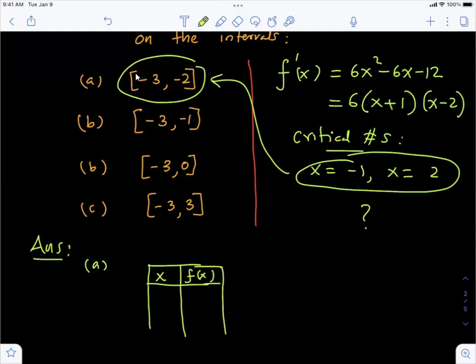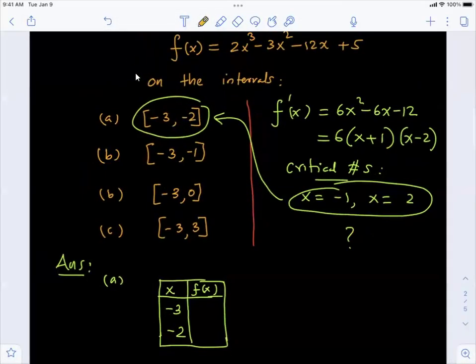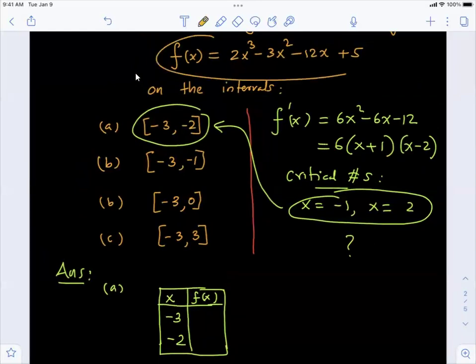But what are the x values we are going to include? We do not have any of these in this interval: not -1, not +2. Therefore, we are going to consider only the endpoints, that would be -3 and -2. Now we try to compute f of x. Let me do that computation separately, and that computation starts with the definition of the function. You need to go back to the definition of the function.